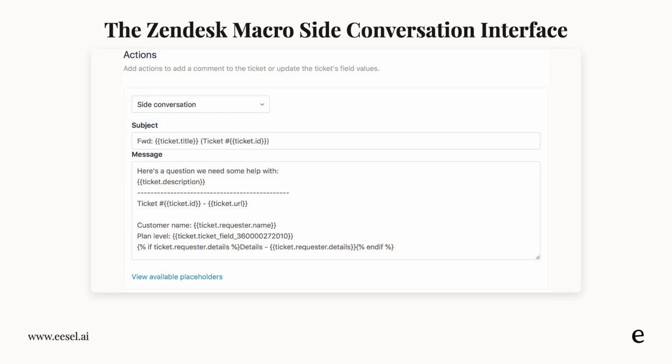This is what the macro side conversation configuration looks like inside Zendesk. You get a dedicated actions panel where you fill in the recipient or channel, the subject line, and the message body. Everything you configure here becomes a one-click action for any agent on your team.